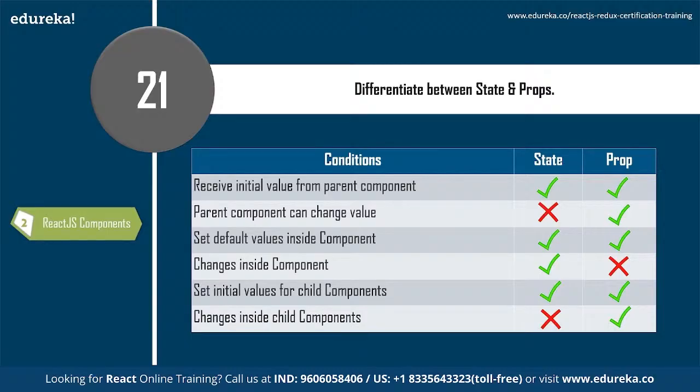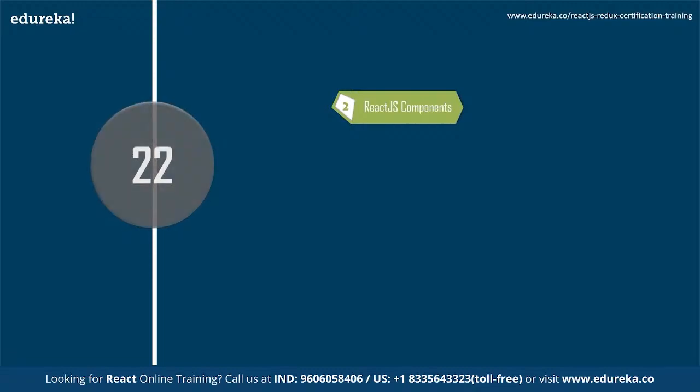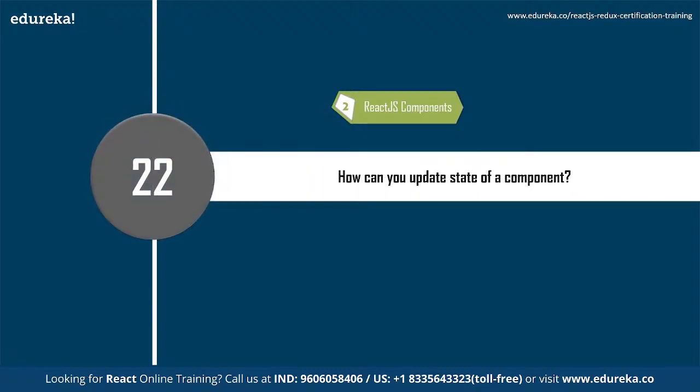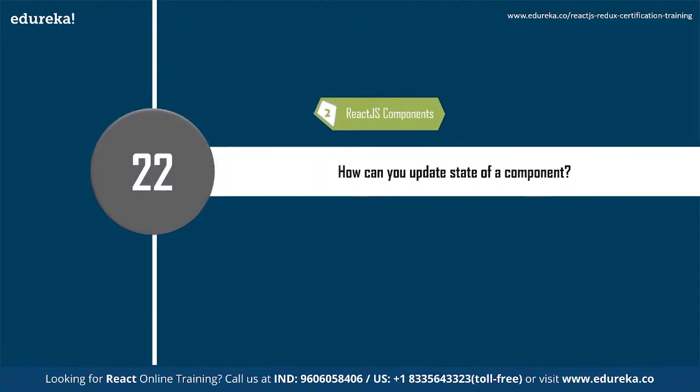In state, we can make changes inside the component, but with props, we cannot make changes inside the component. And we can set initial values for child components in both state as well as in props. But changes inside the child components cannot be made in state, while in props, we can make the changes inside child components. Now moving to the next question, which asks, how can you update the state of a component?